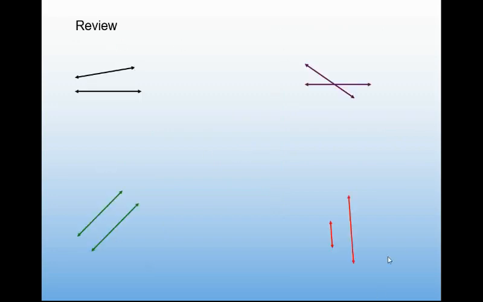Okay, let's review together. What about this example? Are they parallel or perpendicular or what? They are not parallel here. They are intersecting together. They will be intersecting. But this is not parallel lines. They are intersecting. This is parallel lines.